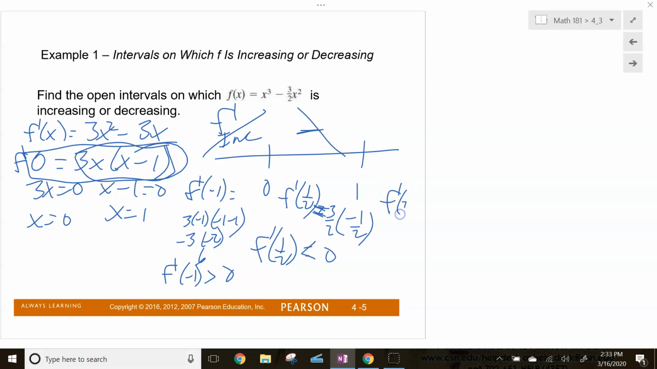Now I throw in f prime of 2. I get 3 times 2, 6, times 1, so I get 6. So f prime of 2 is positive, so the function is then increasing.